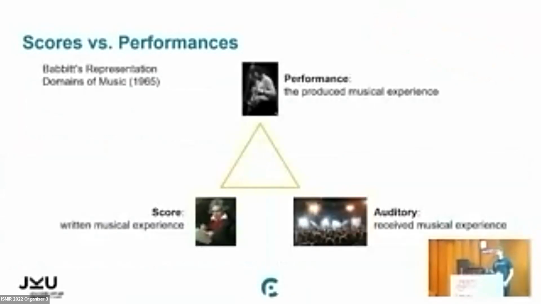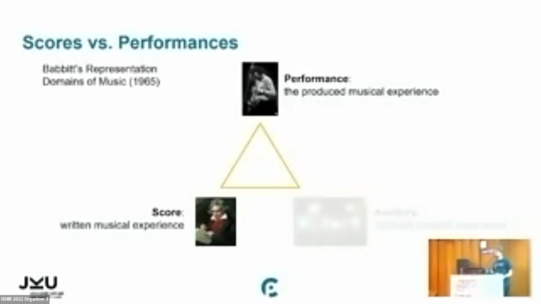Okay, so I presented to you a division in score and performance. This is not something that we invented. It was theorized by Babbitt, an American composer, music theorist, and mathematician. He proposed this modelization of music, where there is a part that is the performance, the produced musical experience. There is a written part, the score, that is what's written by the composer, and there is an auditory part. We are not really interested in the auditory part in this tutorial. However, we will use the performance and the score a lot.